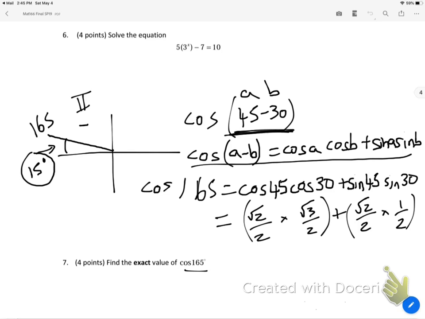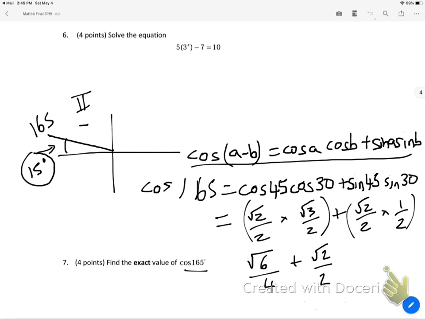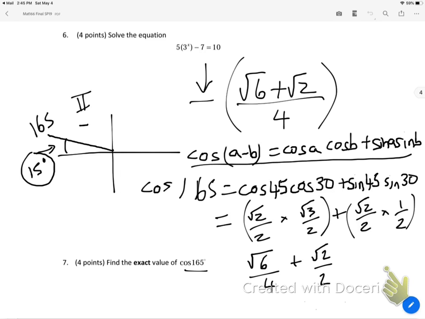So I've got to do those and do those. What is root 2 times root 3? That's root 6, over 4, because that's 2 times 2. Plus, what's root 2 times 1 over 2 times 2? That's root 2 over 4. So I have the answer, not quite yet though, of root 6 plus root 2 all over 4. But remember, it's the negative version of this because it's in quadrant 2 where cosines are negative.